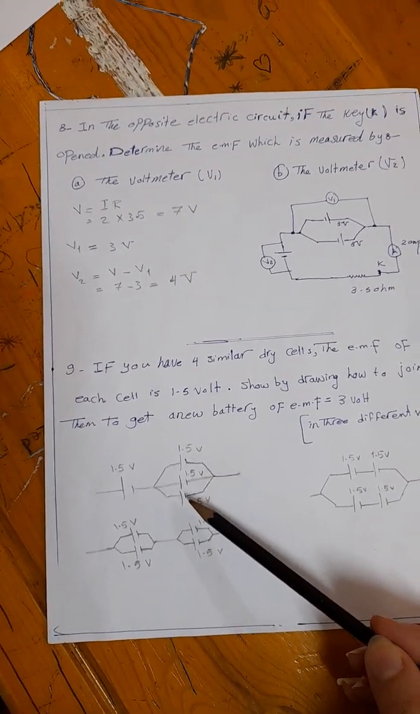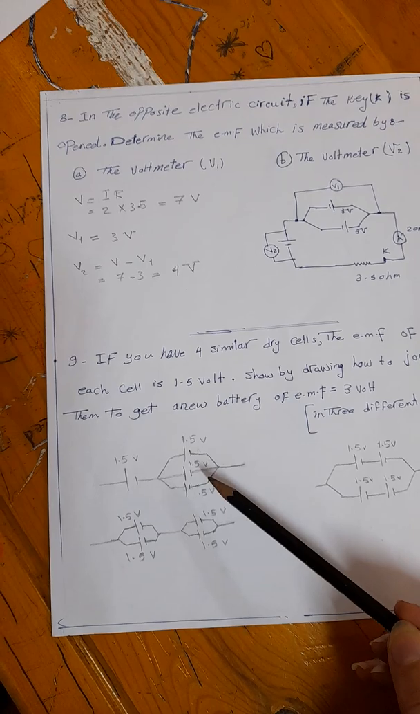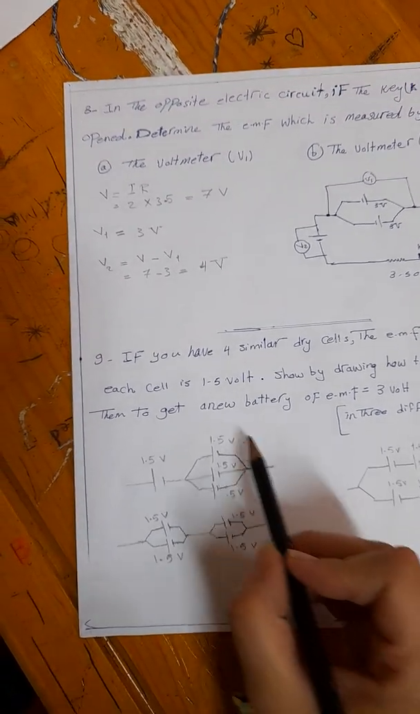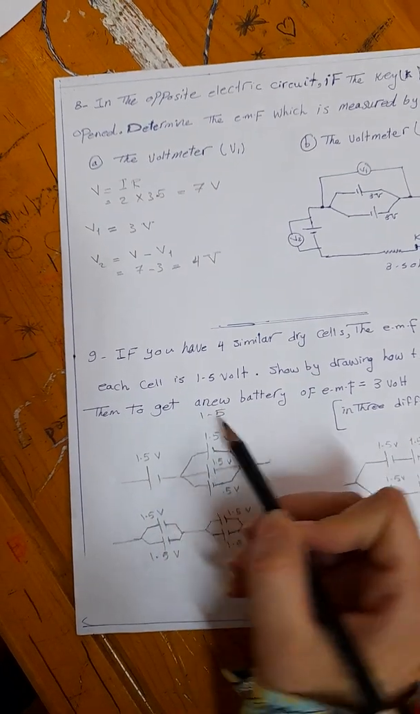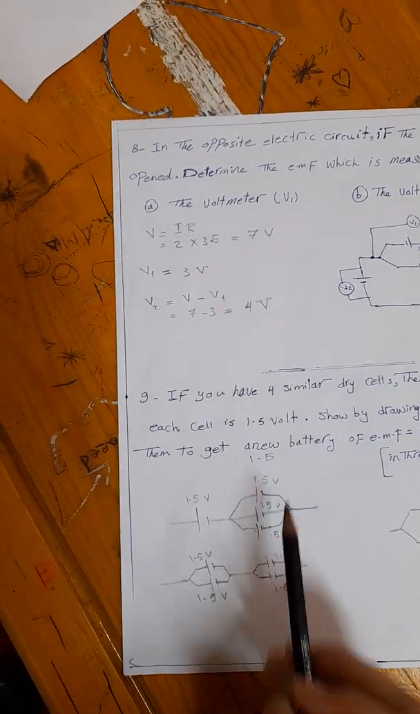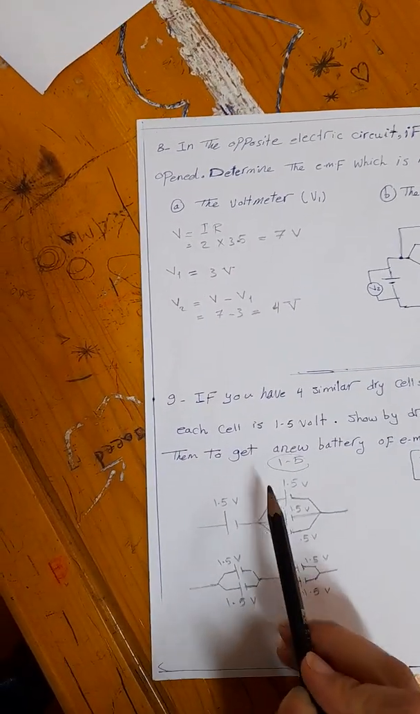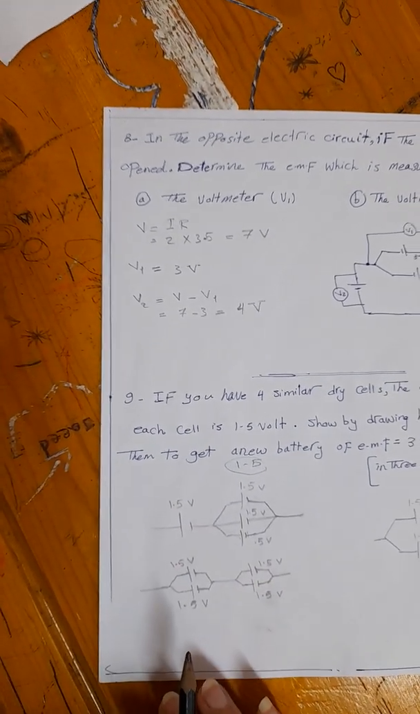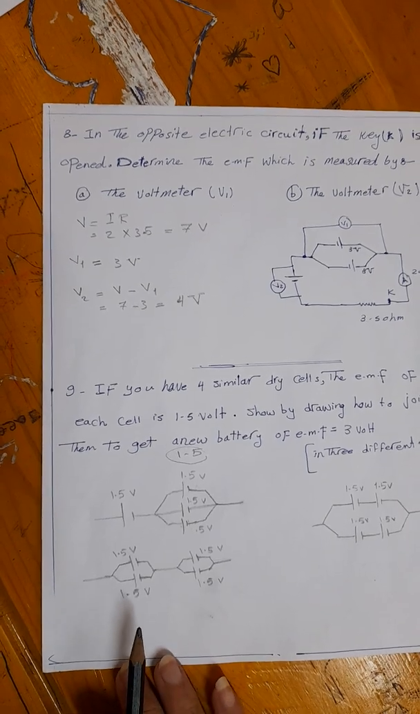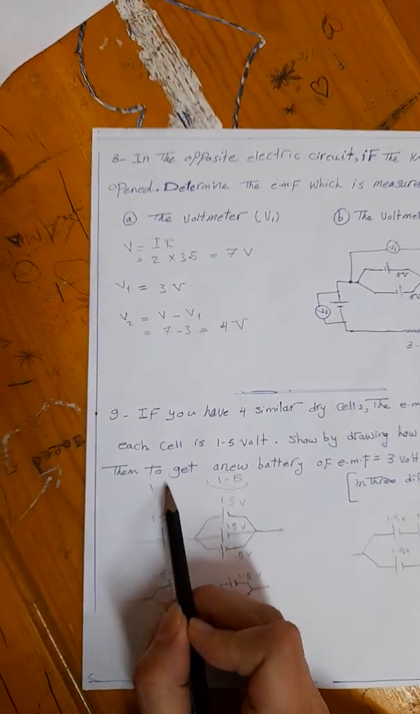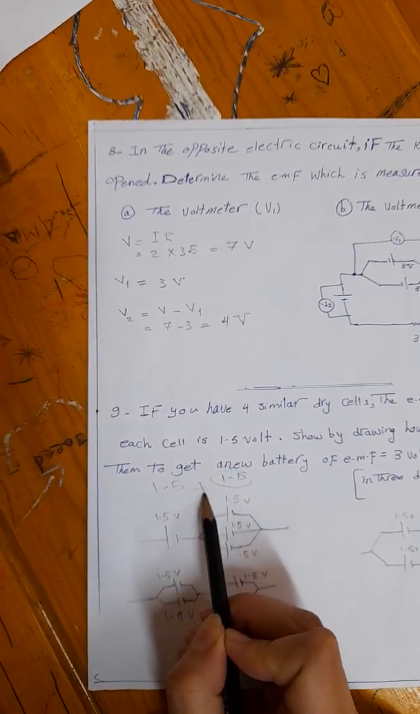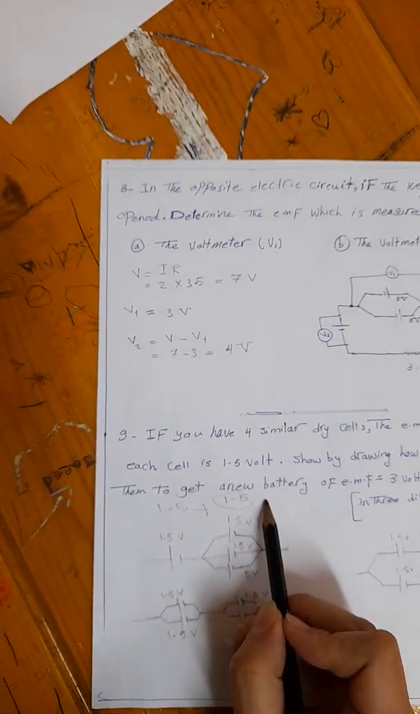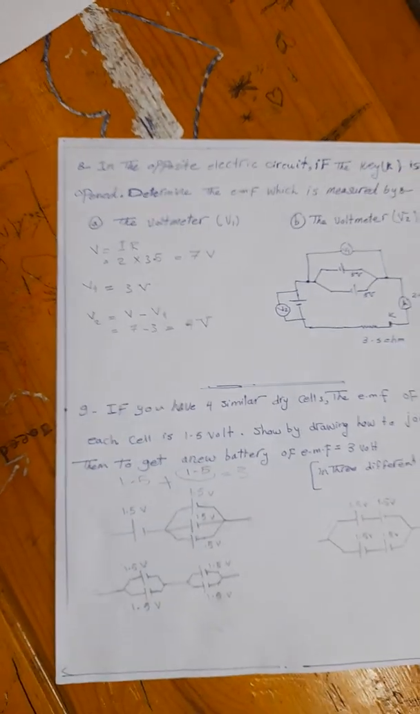These 3 cells are connected in parallel, so the total electromotive force of this group is 1.5. This is in series with the fourth one, so the total electromotive force equals 1.5 of this group plus 1.5 of this cell, and the total is 3 volt.